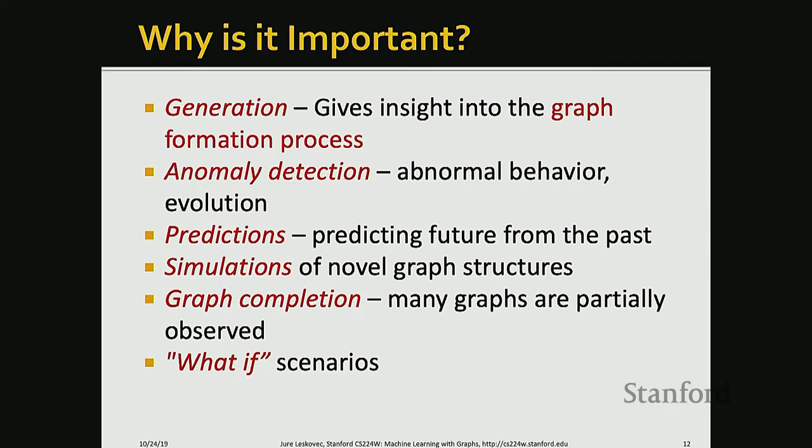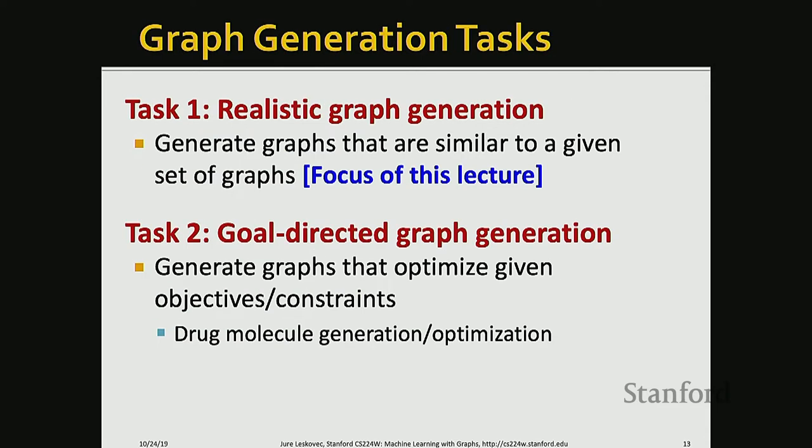Graph completion is another example, and I'll show you more. One application that I'll show you is generating novel molecules, right? If you want to develop a new drug, a drug is a molecule. A molecule is a graph. So if you want to generate novel molecules, or molecules that have high values of certain properties, the methods we learn about today allow you to do that.